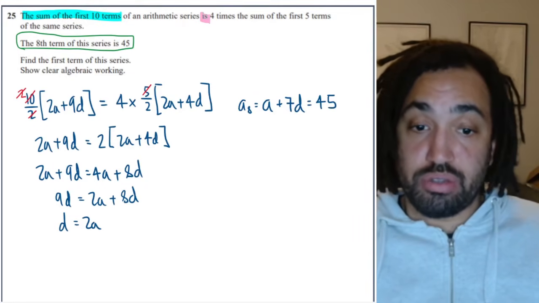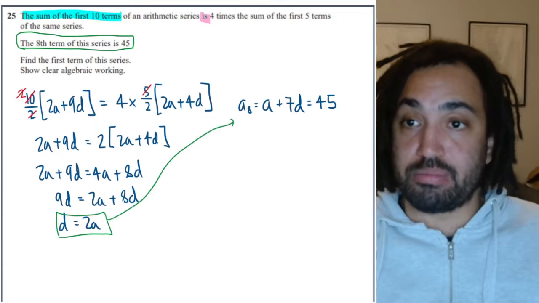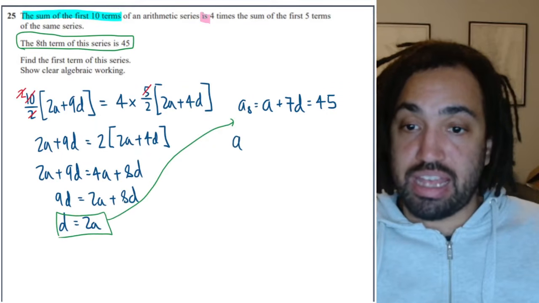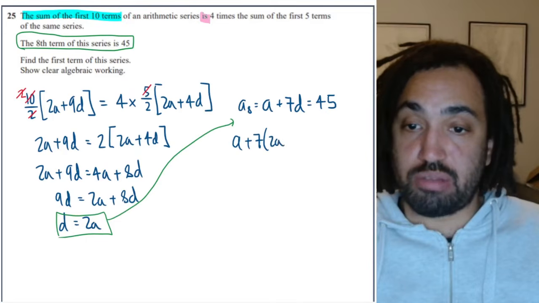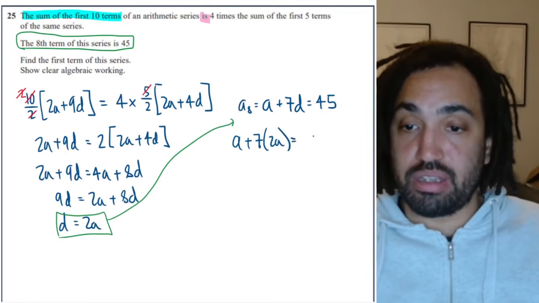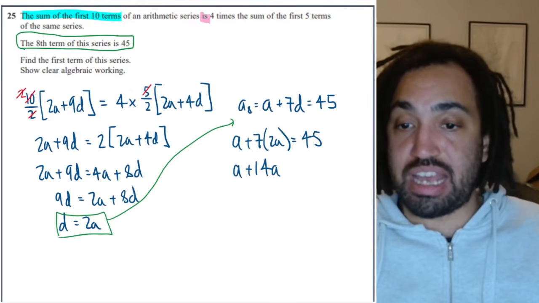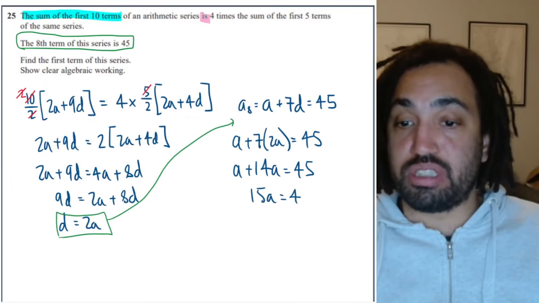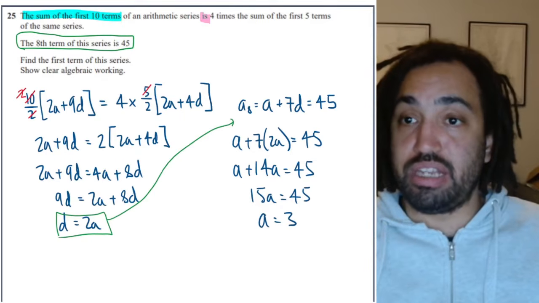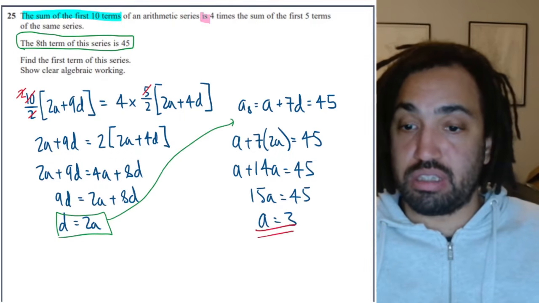Okay, let's use the information that we've got over here and substitute it in over here. So we get a plus 7, and rather than using d, we're going to use 2 times a, so 2a, equals 45. So this becomes a plus 14a equals 45, 15a equals 45, and voila, a must equal 3. And that's what we need, the first term of the series. Job done.